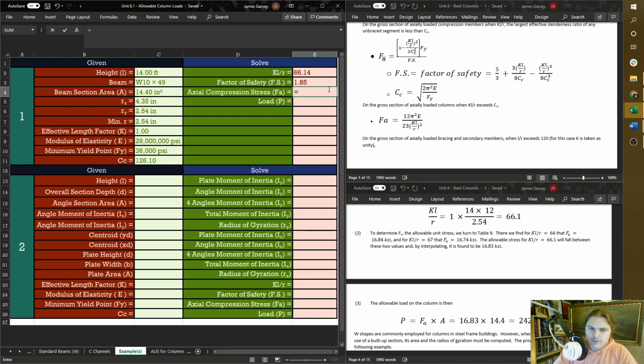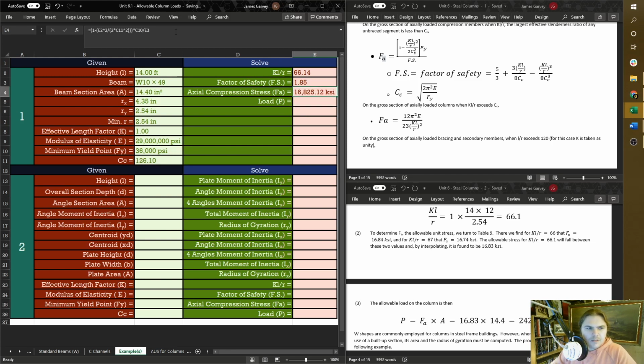So we're going to press equals, parenthesis, 1 minus, and I'm just going to use more parentheses than I really need, just to keep track of things, because this is a long equation. And that is squared divided by 2 times Cc squared, close parenthesis, and then one more. All that times our minimum yield point, then that divided by our factor of safety.